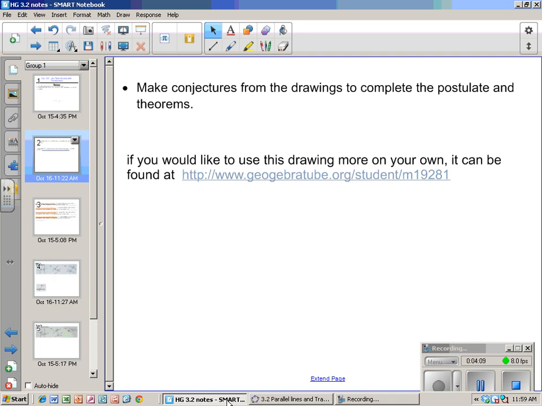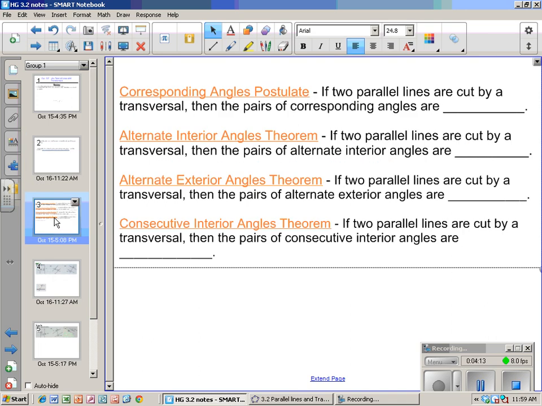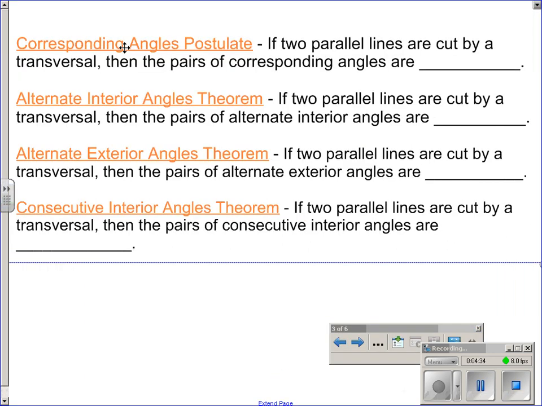Okay, so you should have some conjectures. What I want you doing now, these are the formal wordings. You have your conjectures. Hopefully they're correct. But this is the proper way for these things to be written. And so you're going to fill in these blank lines. So go ahead, hit pause, copy these things down. The names are important. These orange words here, those are important. You want those to be correct.